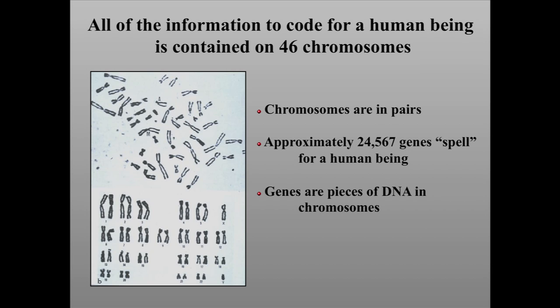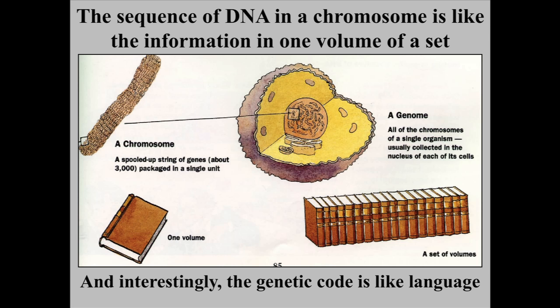And there are about 24,567 genes in a human. I say about because that number has not been definitively nailed down, but that's pretty close. And genes are pieces of DNA on chromosomes. So you can think of your 23 chromosomes like volumes of an encyclopedia, where one chromosome might be analogous to a volume in a set of encyclopedias. A genome, or all of the DNA in an organism, might be like the entire set.